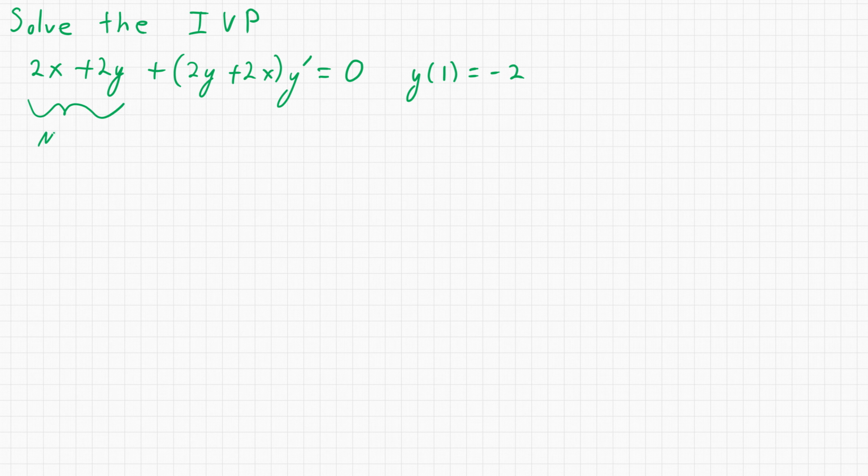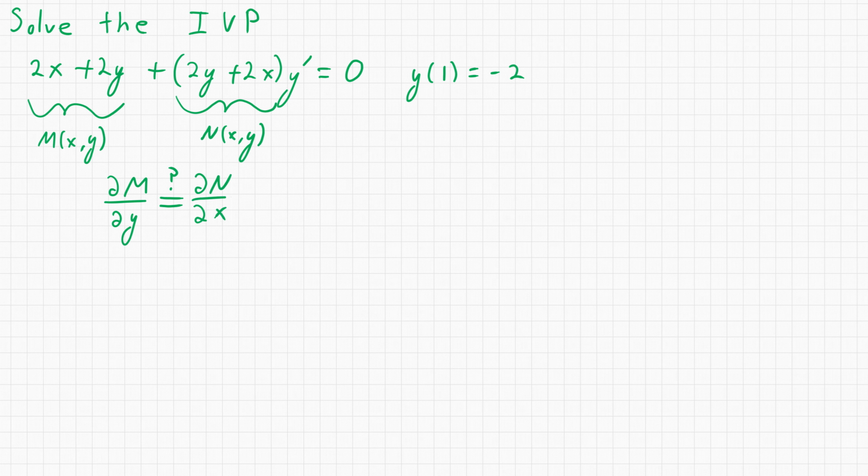All right, so this is M of x comma y. And this piece is N of x comma y. The test for exact is we want to know if partial M, partial y, equals partial N, partial x. So partial M, partial y, that's partial y applied to 2x plus 2y. The 2x term disappears, there are no y's in it, and the 2y term turns into 2. So I have 0 plus 2.